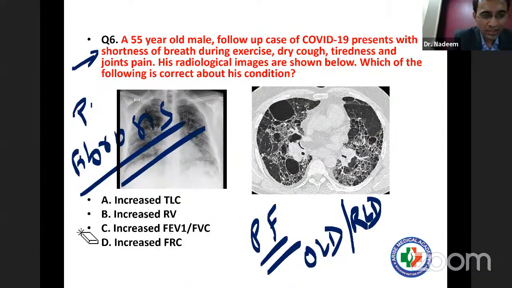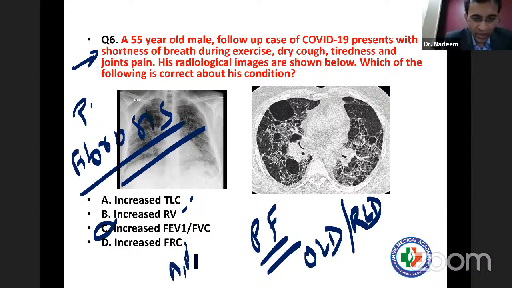Answer is C. All these other parameters, A, B, and D, are seen in obstructive lung disease. C is seen in restrictive lung disease. Since I asked you the question of pulmonary fibrosis, which is actually a restrictive lung disease, the answer is C.